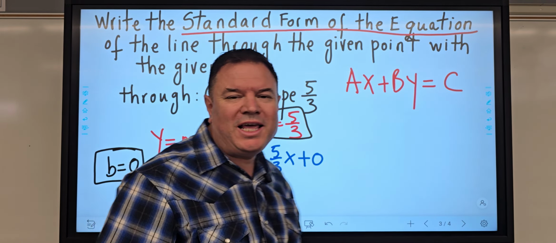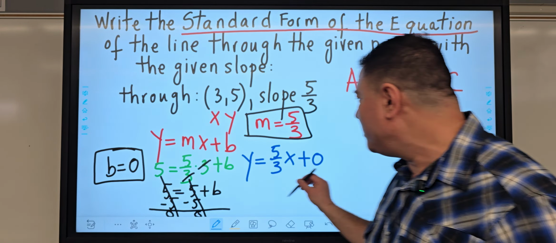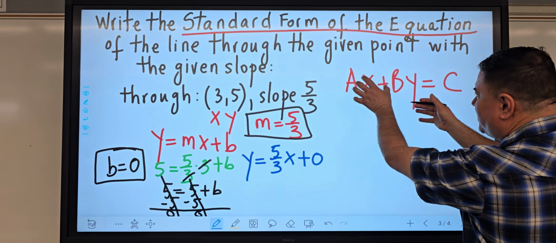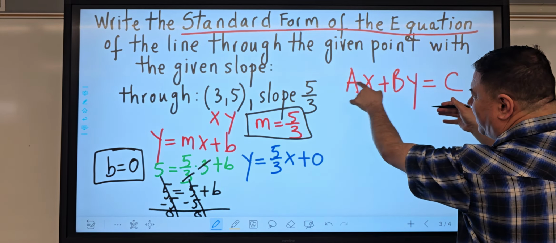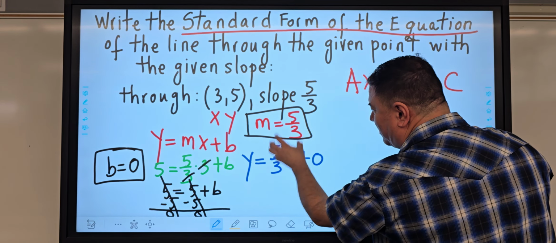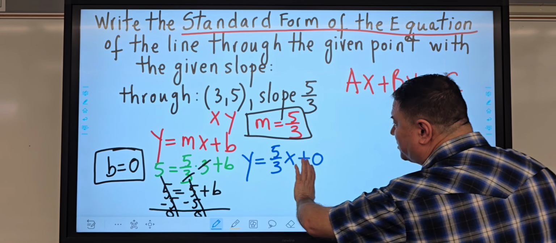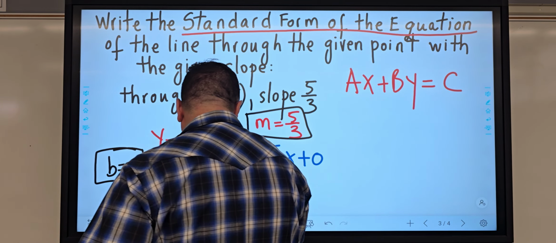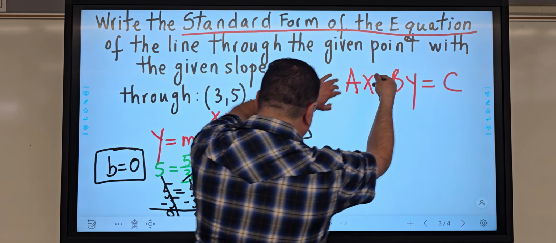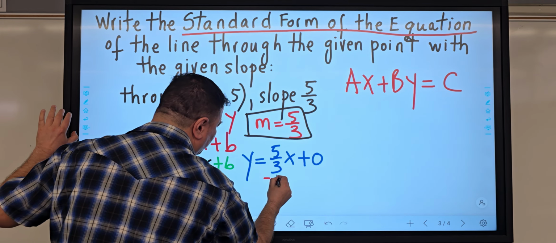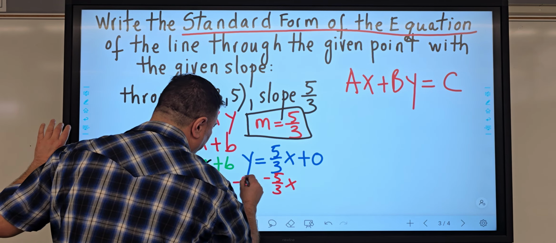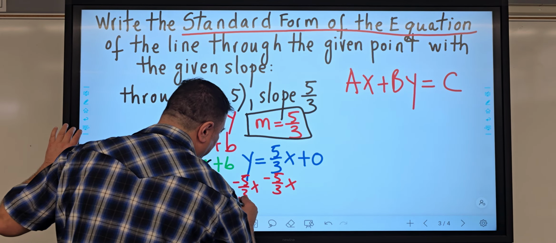This is the equation in the slope-intercept form. But we have to write it in the standard form. You see, the x, ax, the number times x is on the other side. Right now, we have it on this side. Therefore, we have to subtract 5 over 3x on both sides of the equation so we can bring this x on this side. So let's subtract 5 over 3x on both sides, minus 5 over 3x.